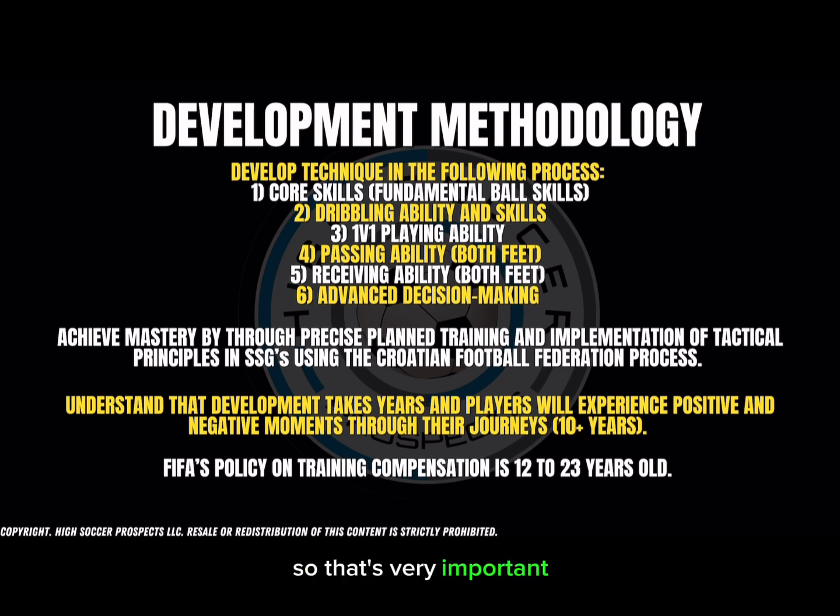So that's very important, and this is our methodology. I hope that makes sense. This is what we try and do. We try and build it in this order, and I hope as a parent, this helps you make better decisions in terms of, if your child has no skill, follow core skill, then go to dribbling, then go to 1v1, passing, receiving, and then hitting towards advanced decision-making.